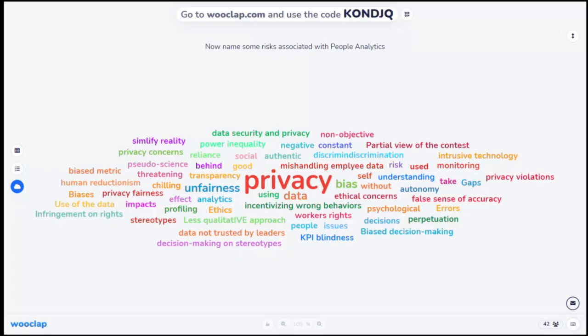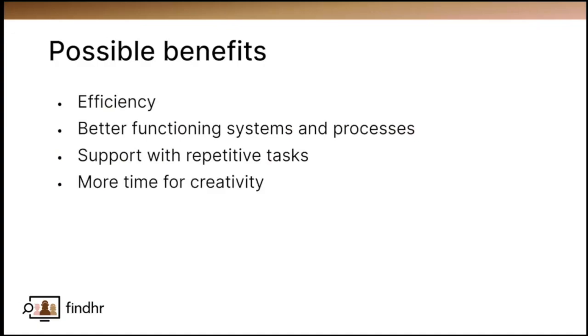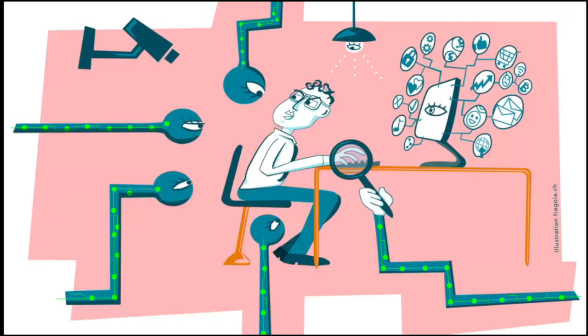Thank you very much. So just to reiterate, you've already said of all of this, the benefits are obviously efficiency, better functioning systems and processes, support with repetitive tasks, more time for creativity is a big promise. And then the risks is, well, depending on how it's implemented, this can lead to surveillance or monitoring. This constant monitoring through productivity can lead to an overload, which can have effects on health and cause stress.